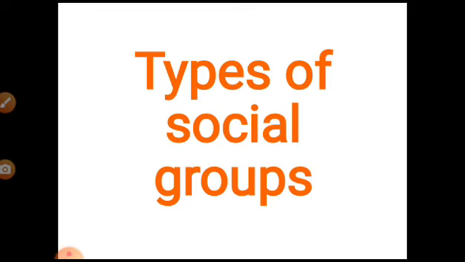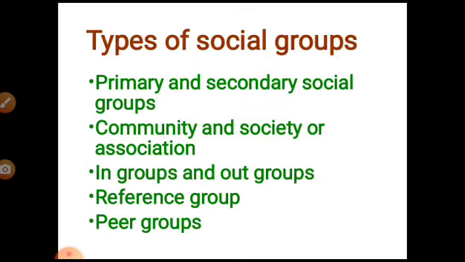Today we are going to discuss types of social groups. There are a few types, as I have already mentioned in the last class, so today we will continue with these types. First one, primary and secondary social groups, community and society or association, in groups and out groups, reference group, and the last one is peer groups. These are the groups we are going to discuss today.